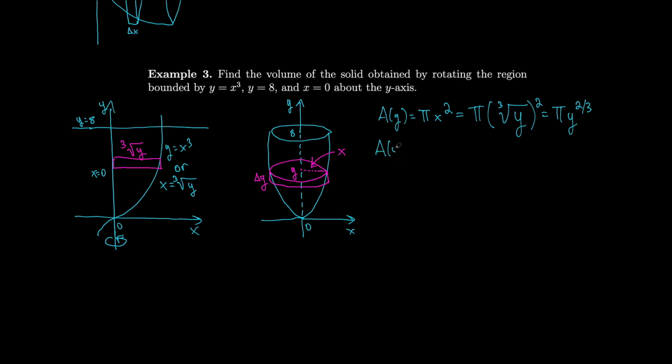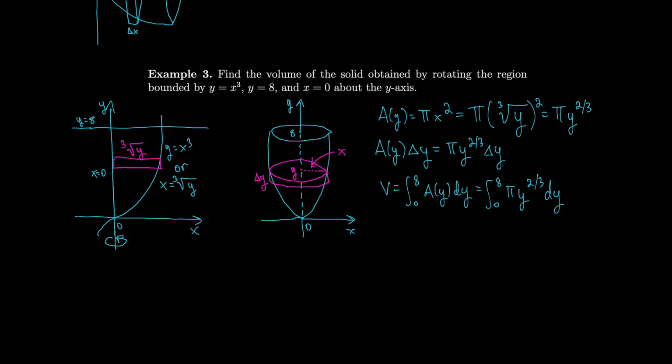So now let's look at the volume of a particular disk, or an arbitrary disk. It'll be A of y times delta y. Well, now that's going to be pi times y to the 2/3 delta y. So we can compute our volume as the integral from 0 to 8 of A of y dy. And that's the integral from 0 to 8 of pi times y to the 2/3 dy. So we integrate by reverse power rule. We get 3/5 y to the 5/3 from 0 to 8, which is just 96 pi over 5.